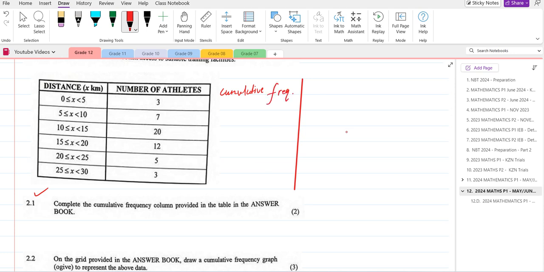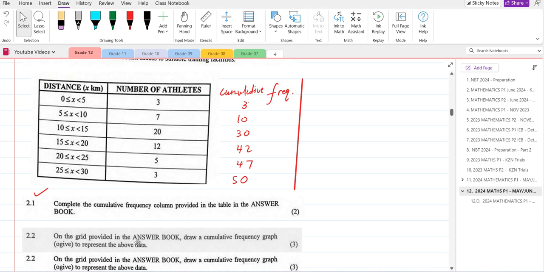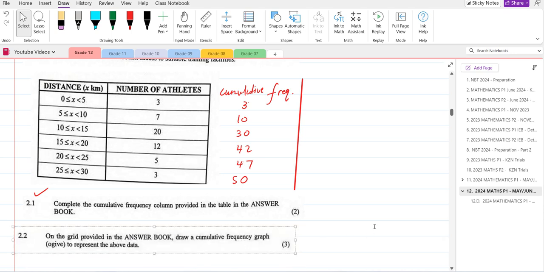So the 3 from here will go there, then 3 plus 7 is 10, 10 plus 20 is 30, 30 plus 12 is 42, 42 plus 5 is 47, 47 plus 3 is 50. So this is done. We completed the cumulative frequency table. Next, on the grid provided in the answer book, draw a cumulative frequency graph, Ogive, to represent the above data.